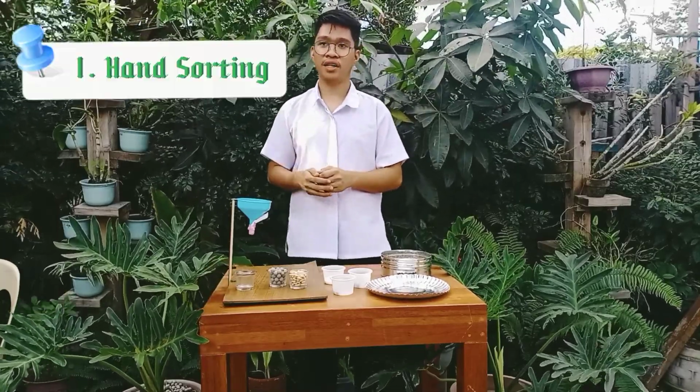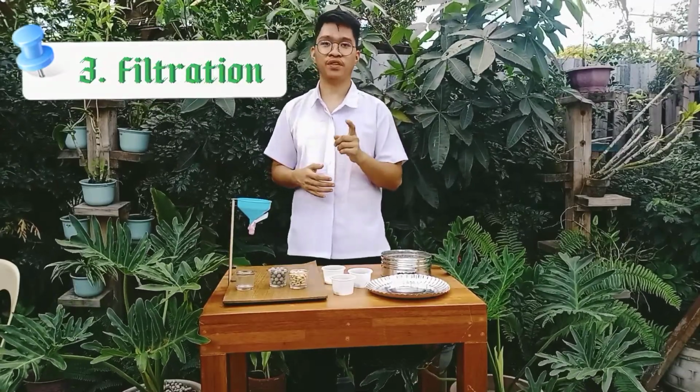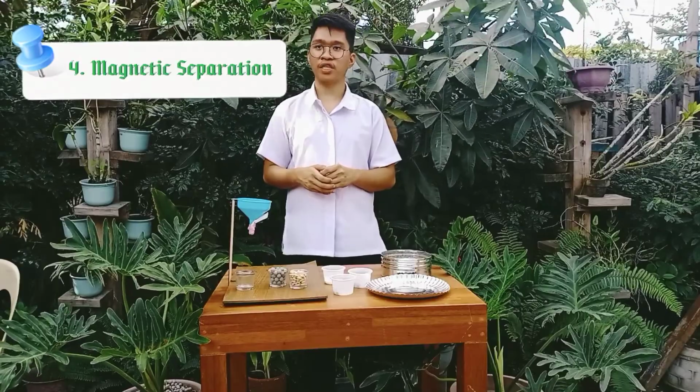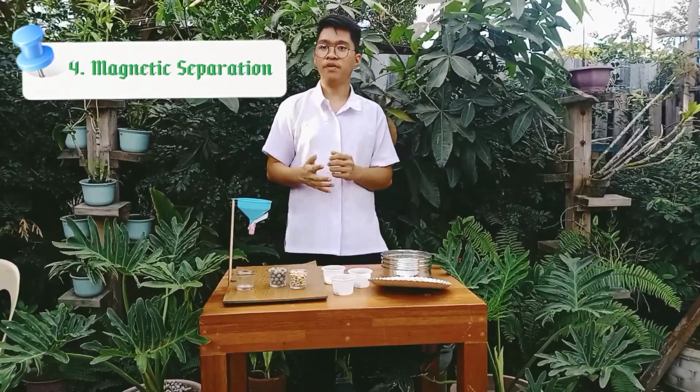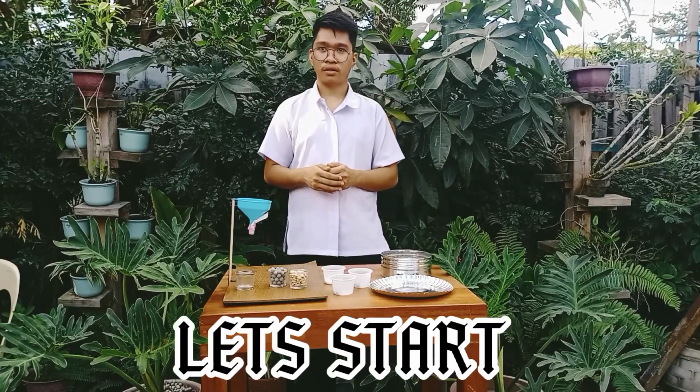Number 1 is hand sorting. Number 2 is sieving. Number 3 is filtration. Number 4 is magnetic separation. Number 5, evaporation. Number 6 is distillation. Last but not the least is chromatography. So, let's start.